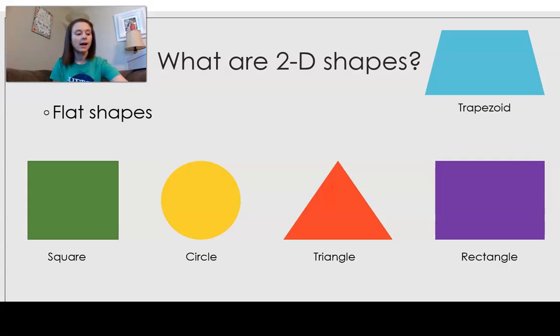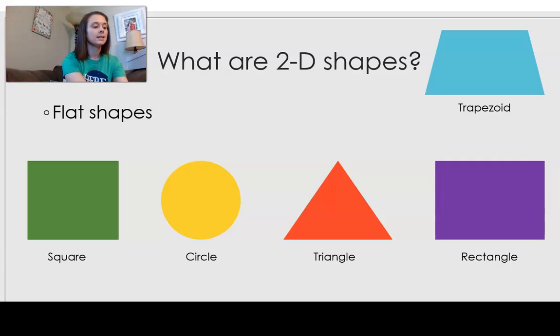As you can see, I have cut out from a piece of paper a square. So when you look at this square, it's flat. There's no width to it. There's no dimension to it. It's just a flat sheet of paper. So this is our square. It has 4 equal sides.